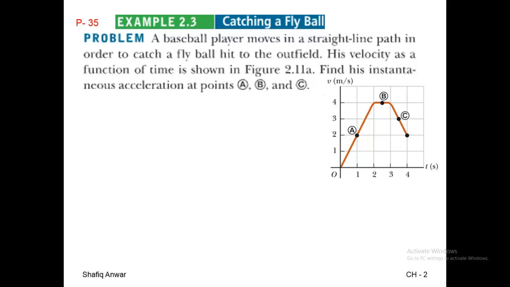You see, along the y-axis you have velocity, and along the x-axis you have time in seconds. When you keep on taking readings for the velocity of the baseball player at different times, you get different points, and when you connect the points you get a graph like this one. First a line going up, then a horizontal line, and then a downward line. So you have to find the instantaneous acceleration at different points.